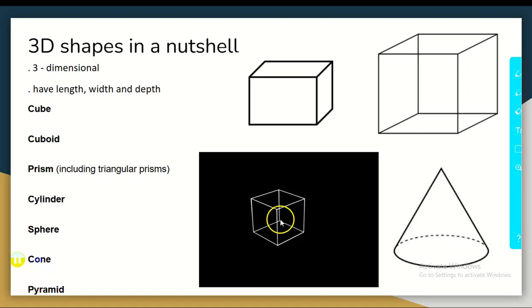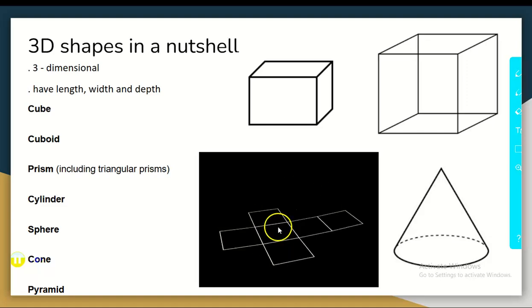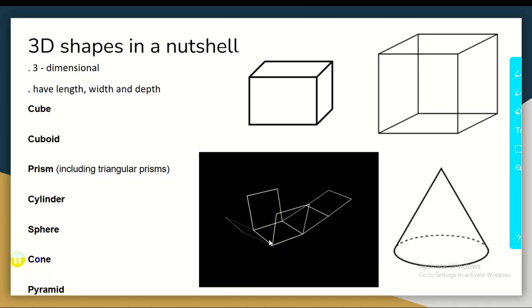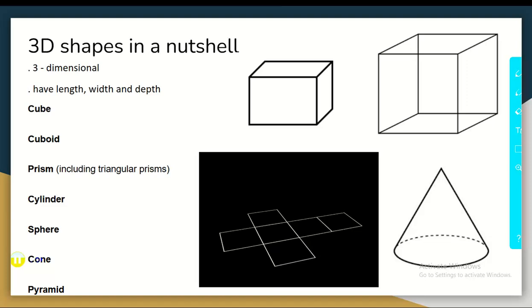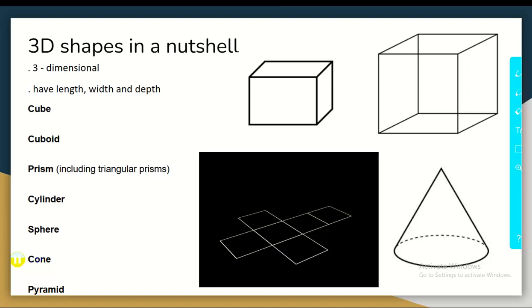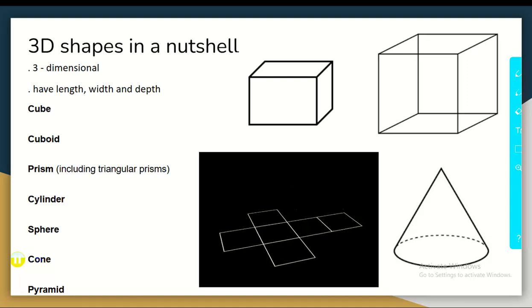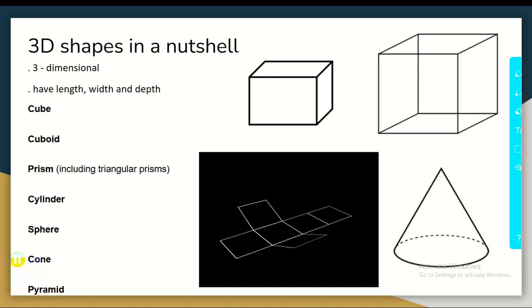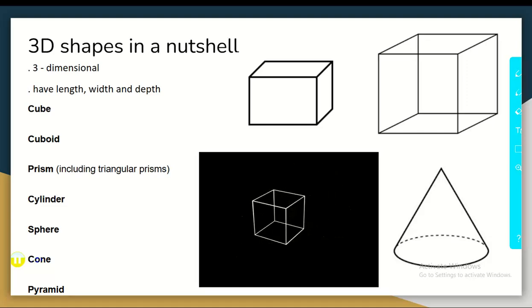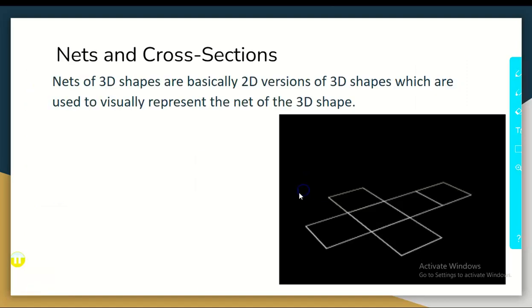2. 3D shapes or three-dimensional shapes have length, width and depth. They occupy space and have volume. Examples you need to know include cube, cuboid, prism including triangular prisms, cylinder, sphere, cone, pyramid. AQA requires you to know how to identify and describe 3D shapes using mathematical language, such as the number of faces, edges and vertices.